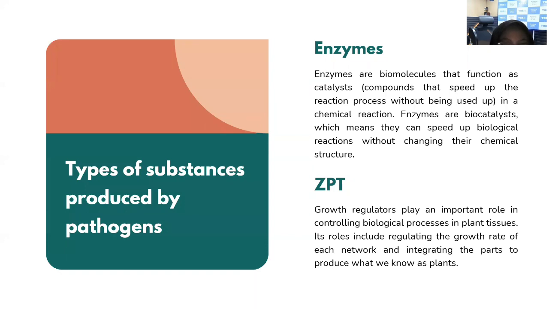Types of substances produced by pathogens. Enzymes. Enzymes are biomolecules that function as catalysts, or compounds that speed up the reaction process without being sped up in a chemical reaction. Enzymes are biocatalysts, which means they can speed up biological reactions without changing their chemical structure.